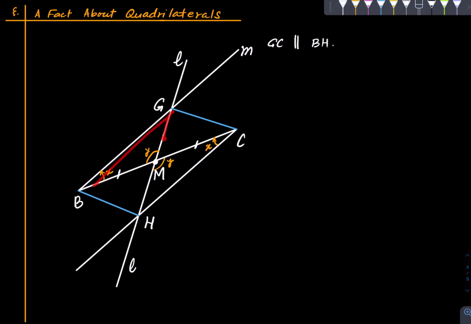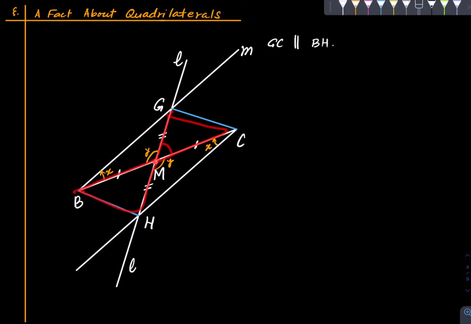And now in these two triangles, just apply angle side angle congruency. So angle side angle, angle side angle. So what we deduce is that the side opposite to x, meaning this side, is equal to the side opposite to x, meaning that side. So we deduce that GM is equal to MH. And now, I mean, this is sufficient to finish this because these two triangles are now congruent.